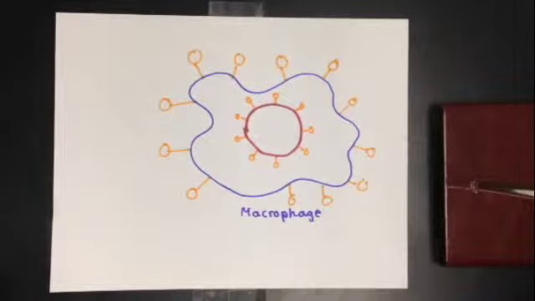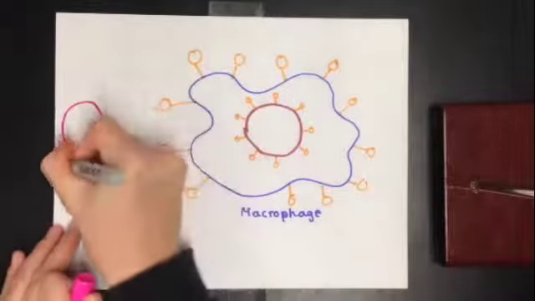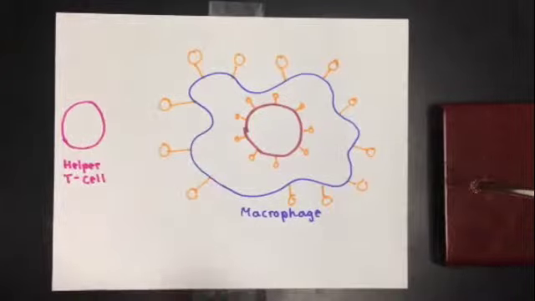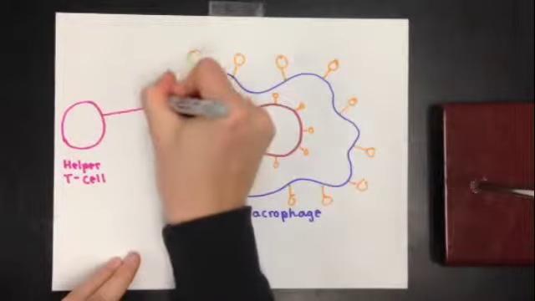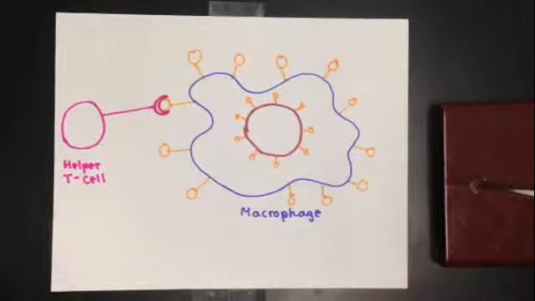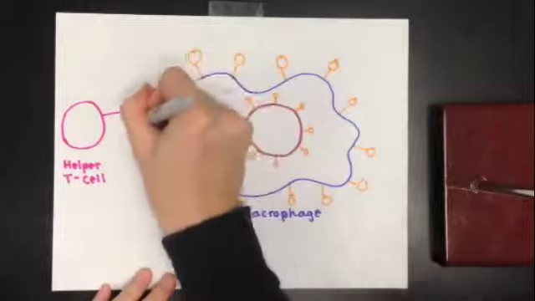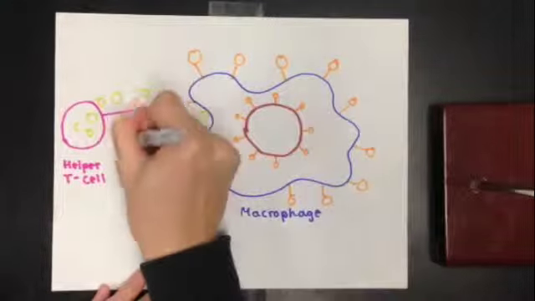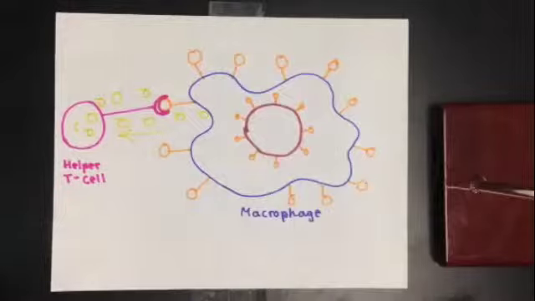The helper T cell attaches itself to the antigens on the macrophage, which causes the macrophage to release a chemical called interleukin-1, which then causes the release of interleukin-2, which makes the immune response specific to the antigen.